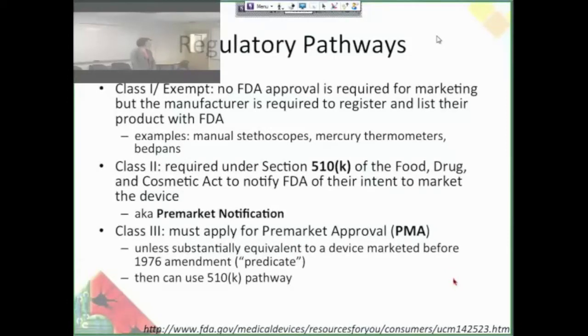manufacturers are required under Section 510K of the Food, Drug, and Cosmetic Act to notify FDA of their intent to market the device. That's why it's called a 510K, because it's that section of the Food, Drug, and Cosmetic Act. It's also called a pre-market notification, or PMN. So class 1, no approval necessary. Class 2, 510K. Class 3, pre-market approval, PMA, unless it's substantially equivalent to a device that's already on the market from before 1976, and then you can use the 510K pathway as well. But the majority of class 2 devices will do the 510K, and the majority of class 3 will do a PMA.